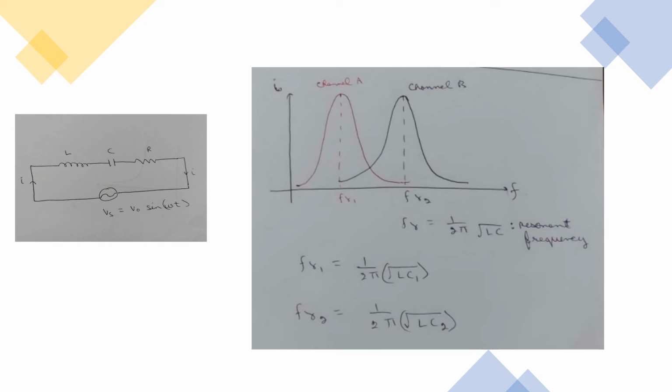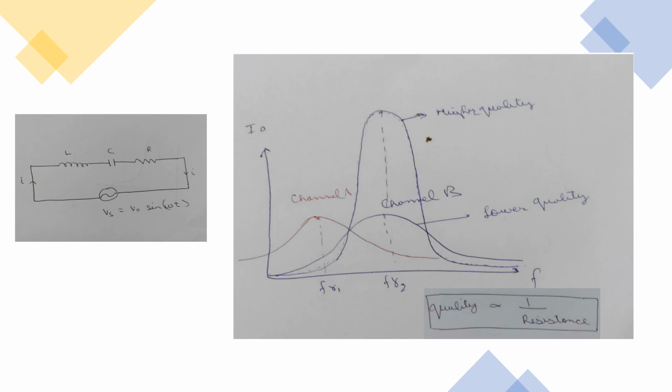Here also everything remains same as previous case, with one difference that frequency is tuned to R1 and channel A currents are considerably higher than channel B currents. Let's take a case where we increase the value of resistance. The resonant frequency remains same.